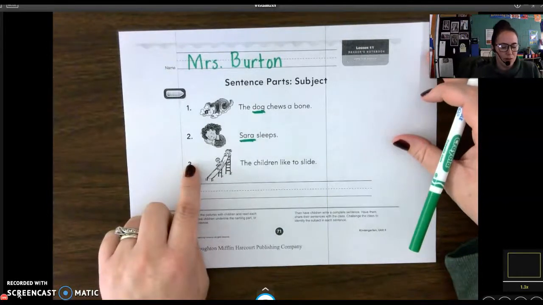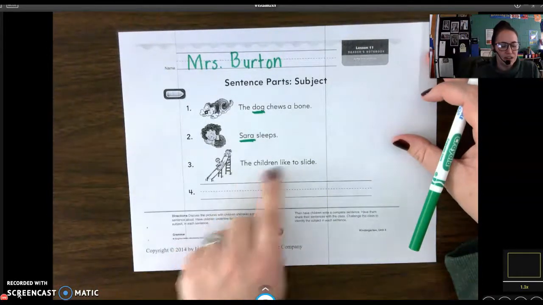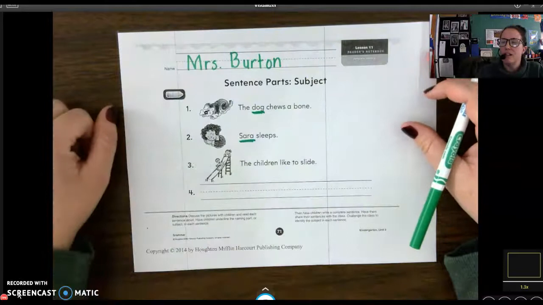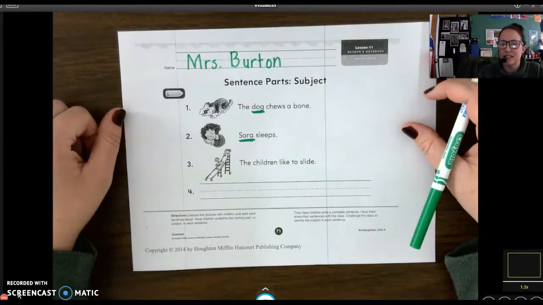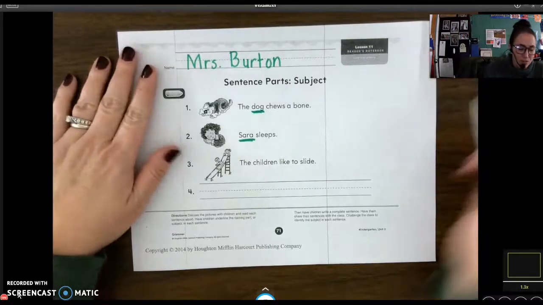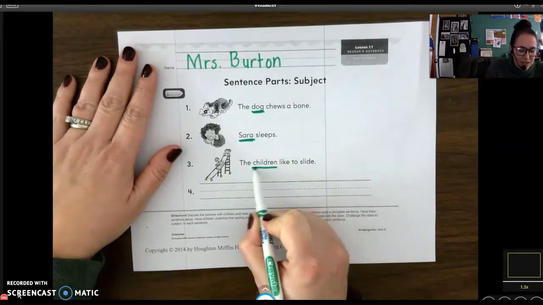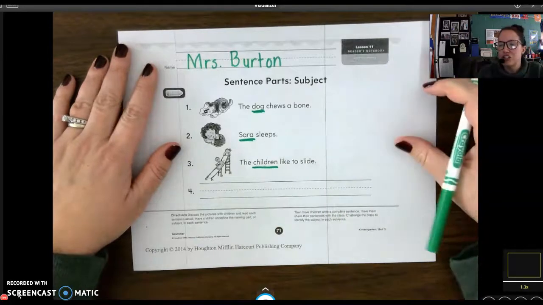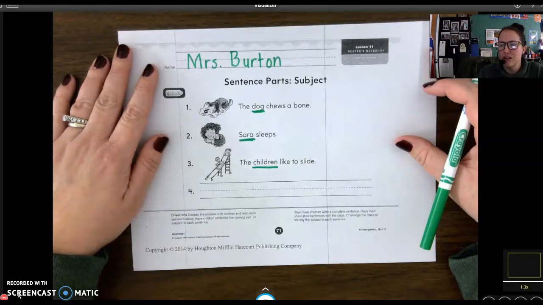Let's look at number 3. The children like to slide. Who or what is that sentence talking about or telling us about? The children. Children is the subject of that sentence. The children like to slide, so it's telling us what the children like to do. So children would be the subject of that sentence.